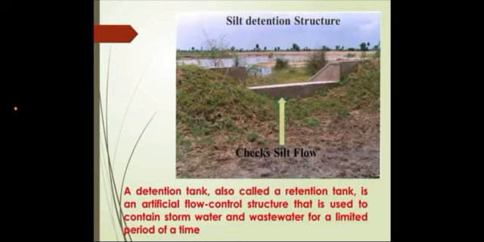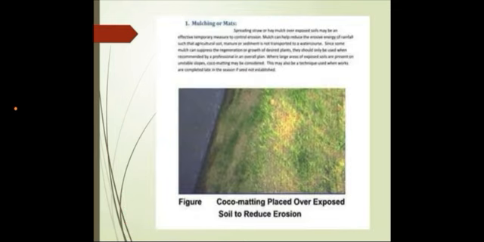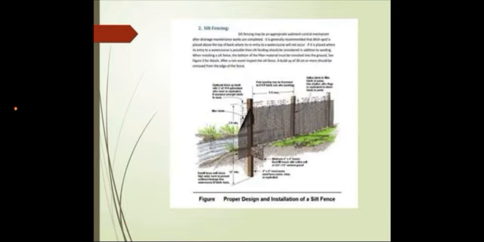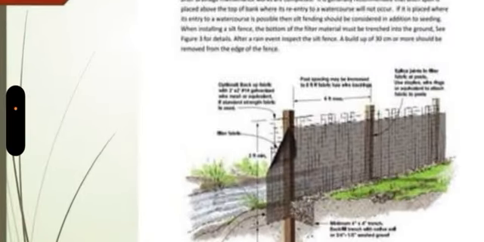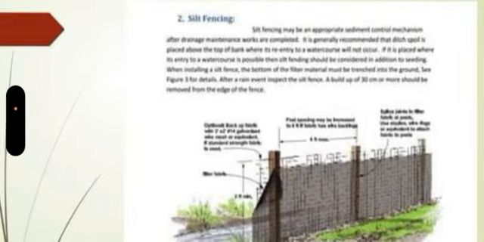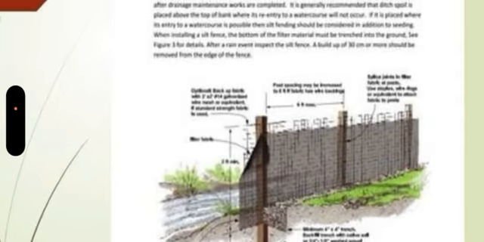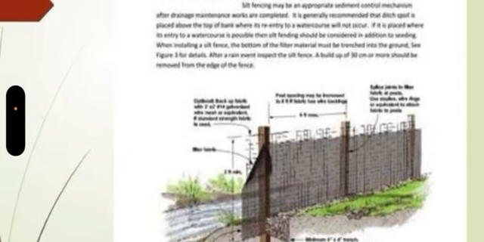Sedimentation tanks look like this. Sedimentation control processes look like this. Silt fencing. Even though this fencing has low strength, it also reduces sedimentation. Thank you.